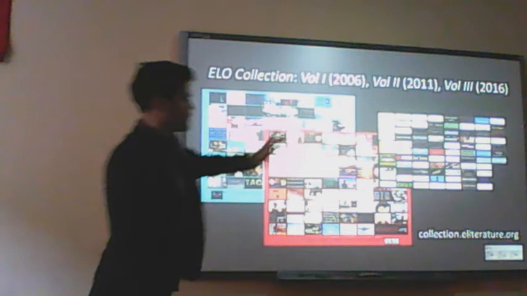And they have published three anthologies of electronic literature, so web-based anthologies. You can see them there at the link, collection.eliterature.org. They've published three volumes to date, one in 2006, one in 2011, and one in 2016. And what is very valuable about these collections, from my perspective, is that they offer artist statements, or author statements, rather.